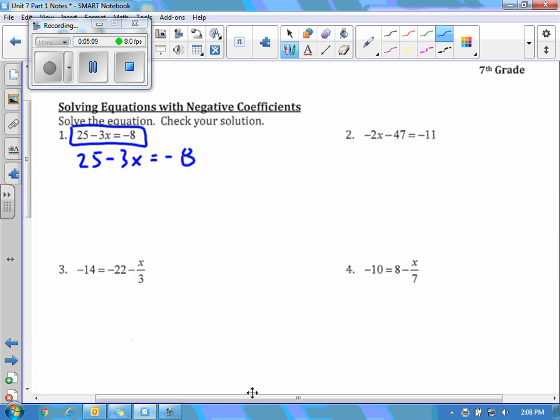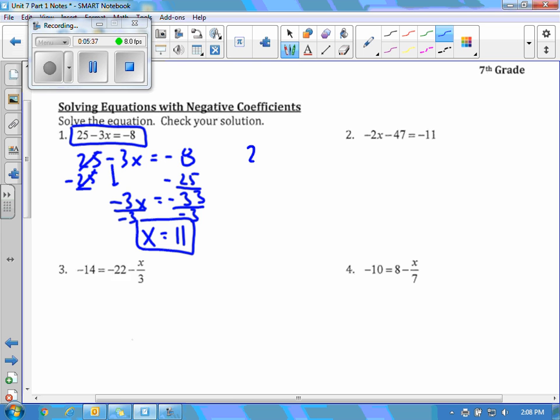I have a positive 25 that I need to move over, so I'm going to subtract it from both sides. Those will cancel out. I have negative 3x. Make sure you notice this negative comes down with it. I have negative 8 minus 25, which is negative 33. Now I have negative 3 times x, so to get x by itself, I need to divide both sides by negative 3. So I'll get x equals positive 11.